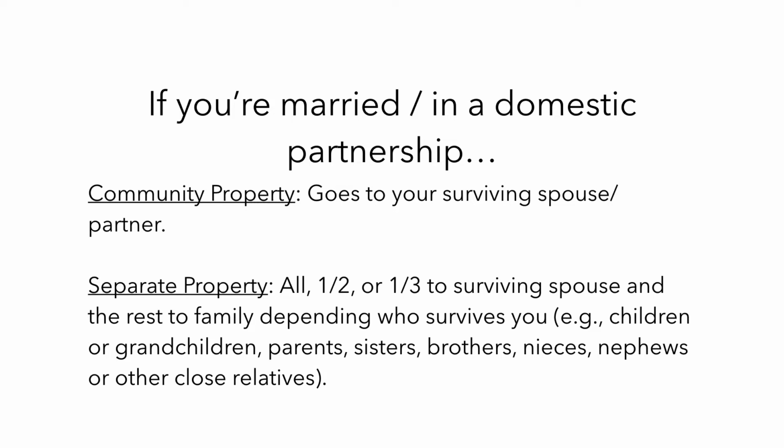If you die while you're married or in a registered domestic partnership, all of your community property would go to your surviving spouse or your registered domestic partner. All, one half or a third of your separate property would go to your surviving spouse, and the rest would go to your family depending on who survives you. For example, if you had children or grandchildren, parents, sisters, brothers, nieces, nephews, or other close relatives.